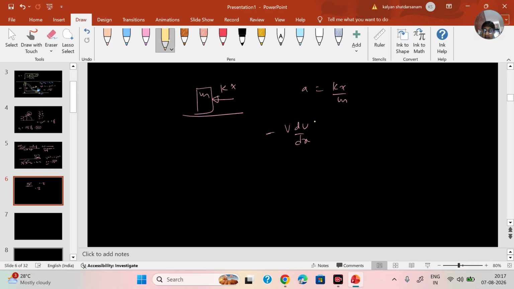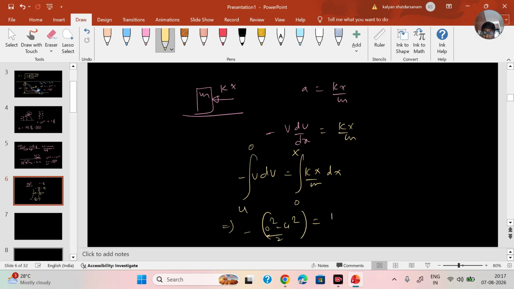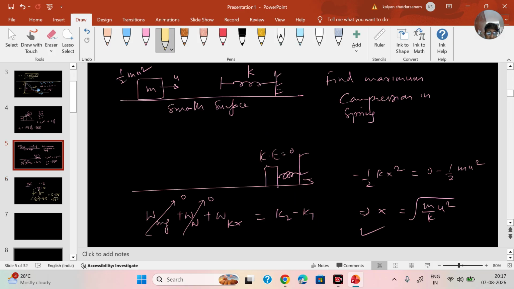So if you write it as minus v dv by dx is kx by m, and then you integrate, minus v dv is kx by m dx. Initially compression in spring was 0, speed was u. Finally compression in spring is x, speed is 0. So if you do that, minus of (0 square minus u square) by 2 is k by m into x square by 2. This minus minus will become plus. So ultimately you get u square by 2 is k by m x square by 2, and from here you get x as under root m by k u square, which is the exact answer we got.